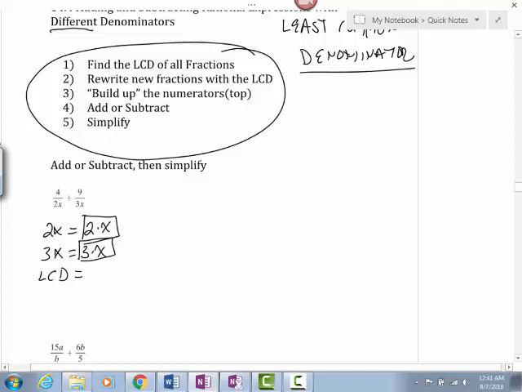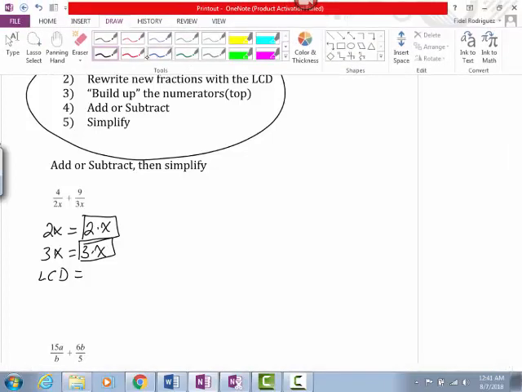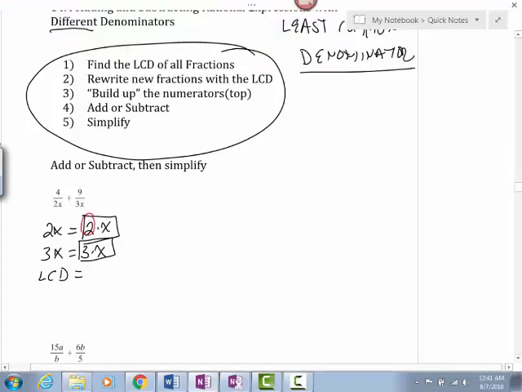And I want you to notice I have 3 distinct factors. I have the number 2, I have the number 3, and I have the letter x. I need each one of those distinct factors. So I'm going to need the number 2, I'm going to need the number 3, and I only need to put down 1x. The only reason I only need 1x is because each of those denominators only has the letter x one time. So if we multiply that out, 2 times 3 times x, that's going to leave us with a 6x.